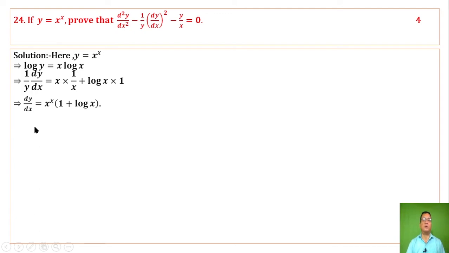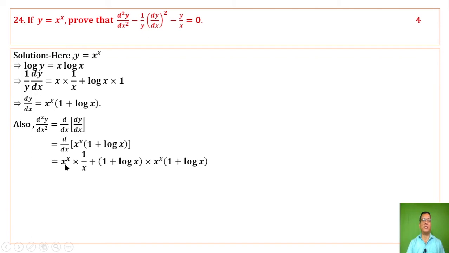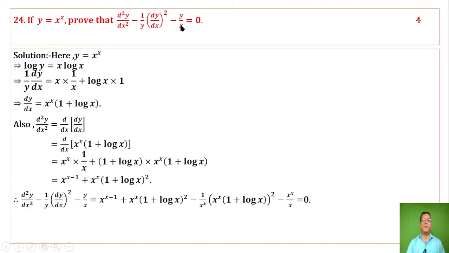Again differentiating both sides with respect to x, we get this, and for this d by dx of dy by dx, the value of dy by dx is this, and apply the product rule. First function remains unchanged, derivative of the second function is 0 plus 1 by x, that is 1 by x, plus second function unchanged, derivative of x to the power x is itself. Simplify, we get this. Therefore the left hand side, after putting the respective values and expanding, we get 0. Hence proved.